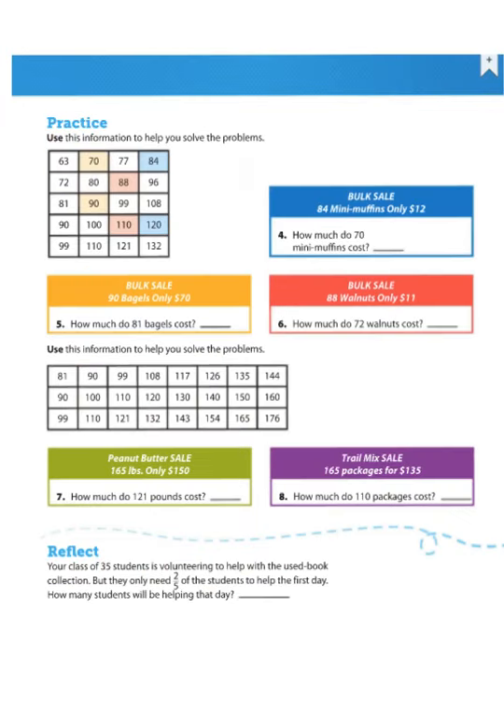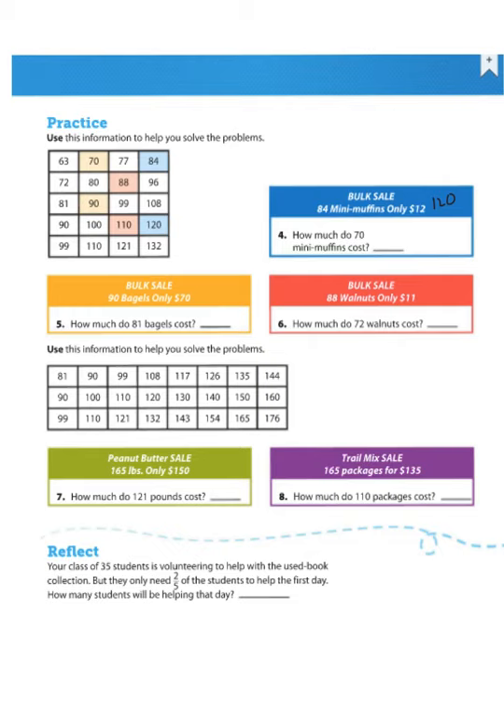On the next page, we're going to do the same thing. We're going to use the information to help solve the problems. And again, we're just following the same pattern. So number 4, 84 mini muffins only for $12. Okay, there are a few typos on this page. This should be, let me see if I can make this show up, this should be 84 muffins for $120. There should be a 0 on the end there.